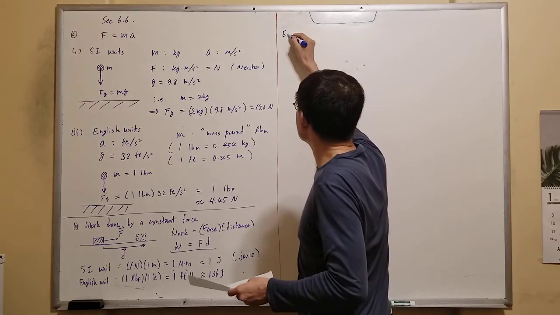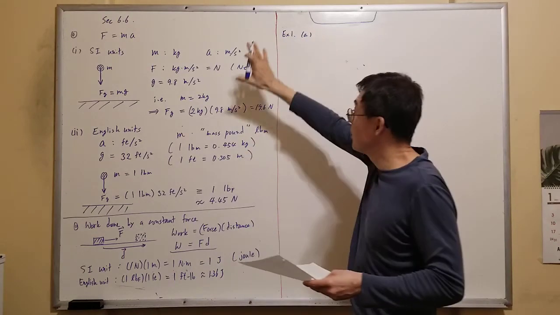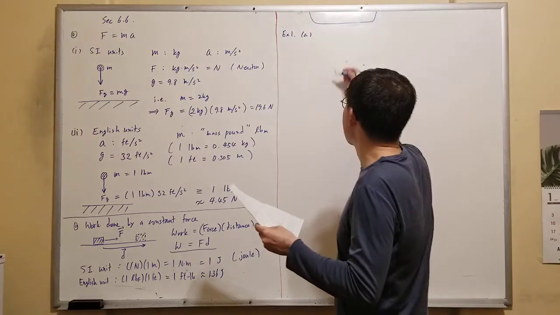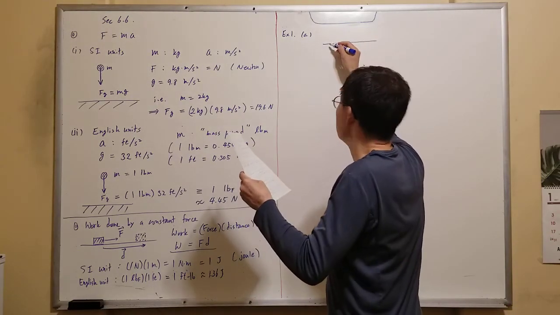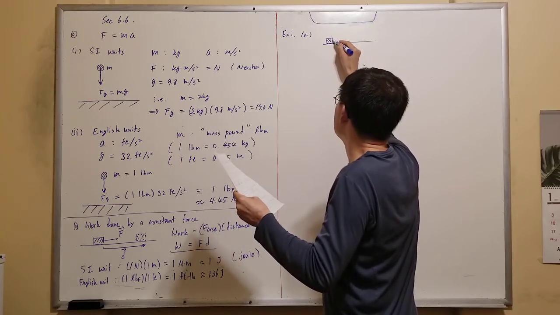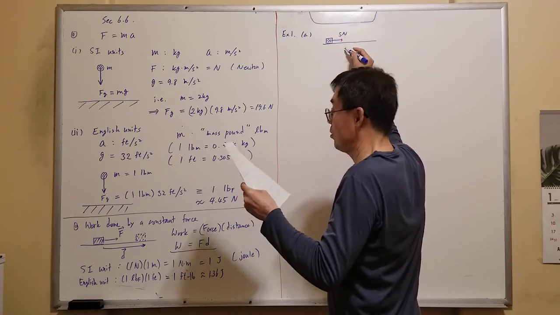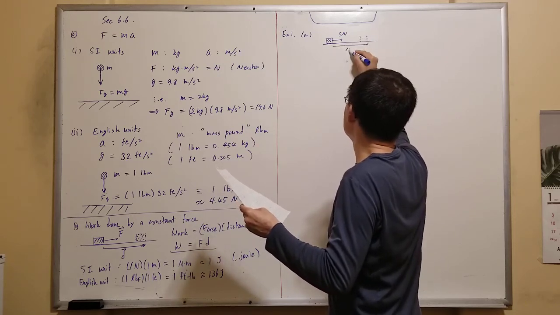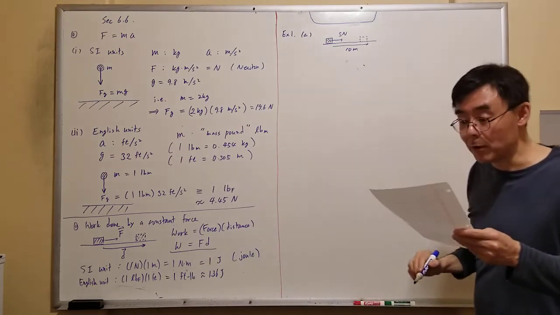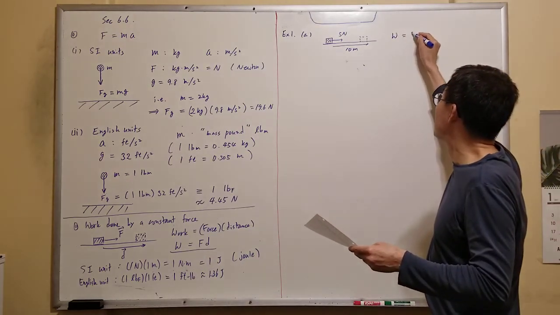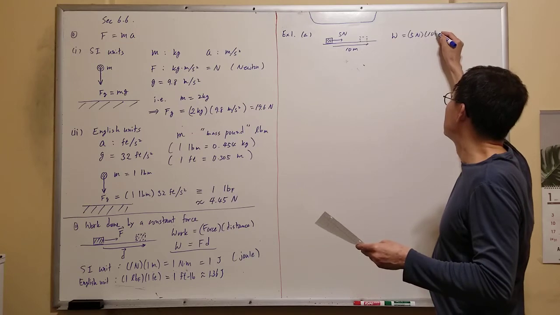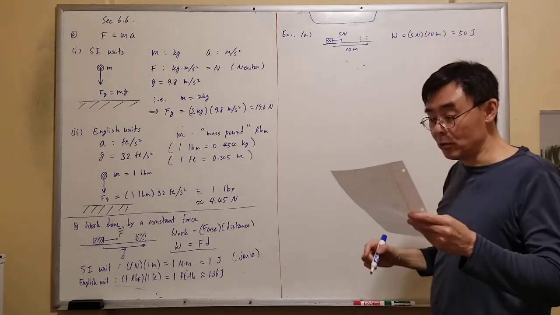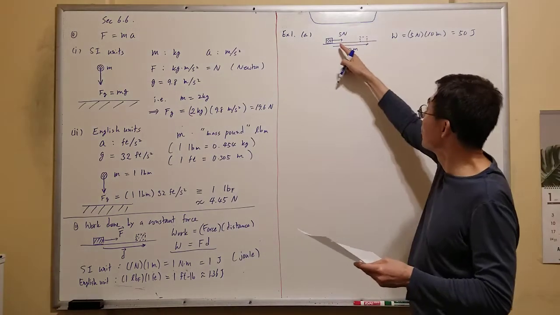So example 1. In this section, we're going to only study work. A. If you apply 5 Newton all the way along 10 meters in the same direction of the force, then the resulting work is 5 Newton times 10 meter, 50 Newton meter, which is joule, 50 joule of work done by the force on the object.